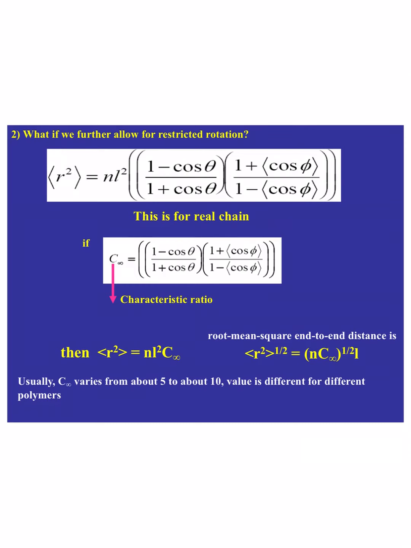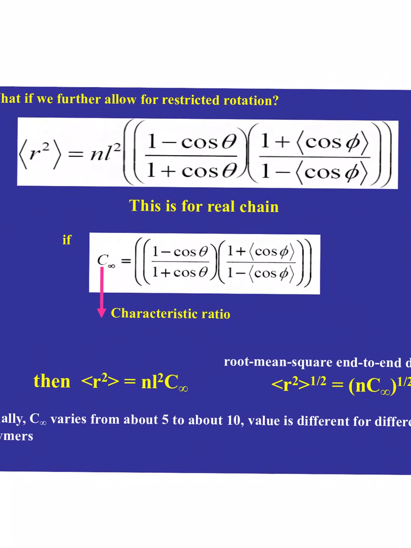Okay, and we go beyond that, which looks very similar. This root mean square value is equal to NL times the same quantity we saw before, and we're adding in a new quantity, 1 plus cosine phi divided by the quantity 1 minus cosine phi, and this phi represents the bond angles that exist in the competition or the conflict with the neighboring atoms.